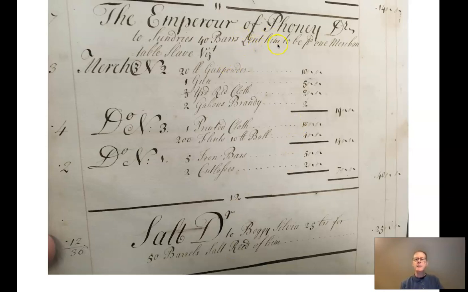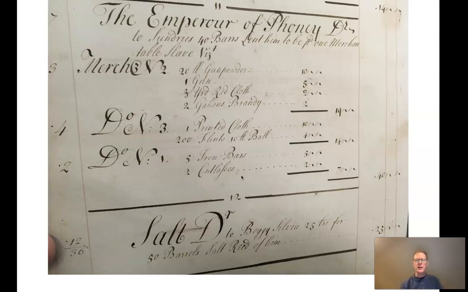To the Emperor of Phoney, lent him to be paid one merchantable slave. So they gave him all this stuff, or lent it to him, and he's got to provide them at some later point a slave. 20 pounds of gunpowder, 1 gun, 2/3 yard of red cloth, 2 gallons of brandy, 1 printed cloth, 200 gun flints, 10 pounds of ball, once again, ammunition, 5 iron bars, and 2 cutlasses for 1 person, right? Why would he do that? Well, as I said, to get this kind of stuff. Obviously, the weapons are valuable and useful, not only for military purposes, but also for defense and so on.